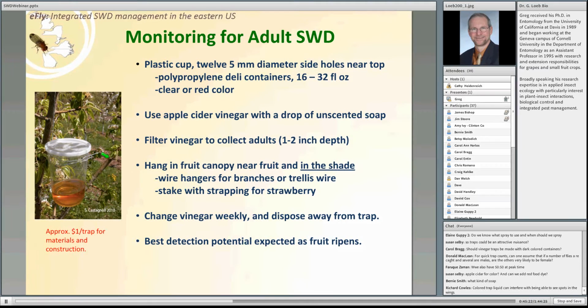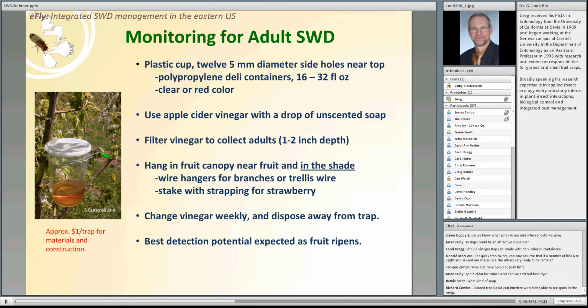I get a note here from Richard Coles commenting that colored trap liquid can interfere with being able to see spots in the wings. Oh, that's a good point. If you end up dyeing the fly, you might make it more difficult to identify. Thanks, Richard. That's a good point, something you certainly would want to look at as you were asking these questions.